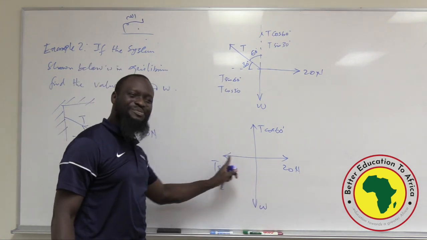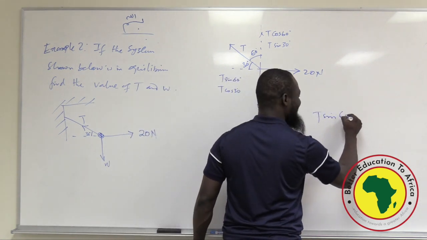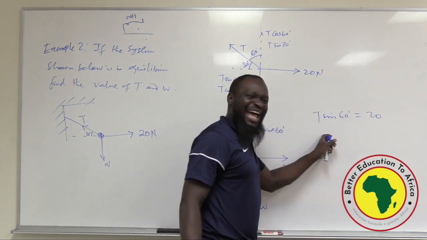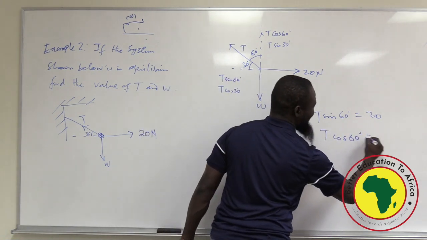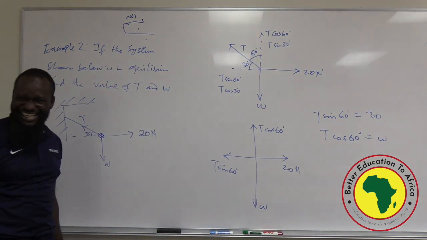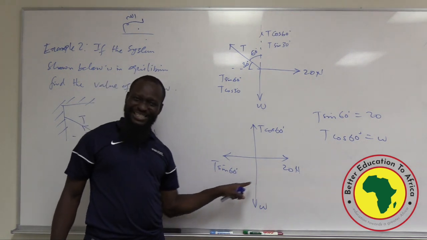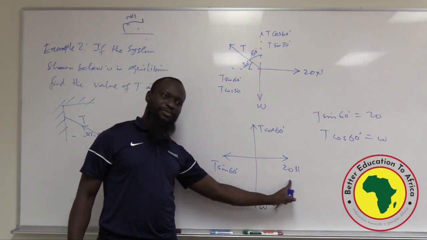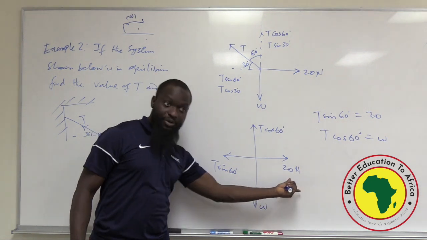So the left force must balance the right force. So T sine 60 degrees is 20. From here I get T. I put it here, T cos 60 degrees is W, and the problem is solved. So if this system is in equilibrium along the x-axis, these two forces must balance. So this minus that must be 0. So this must be equal to that.